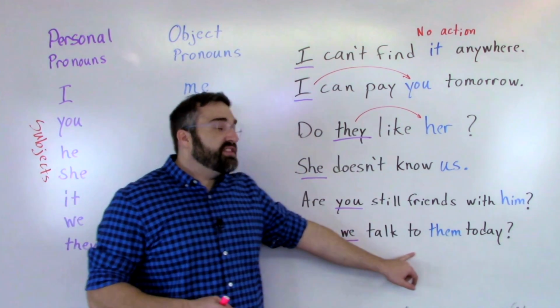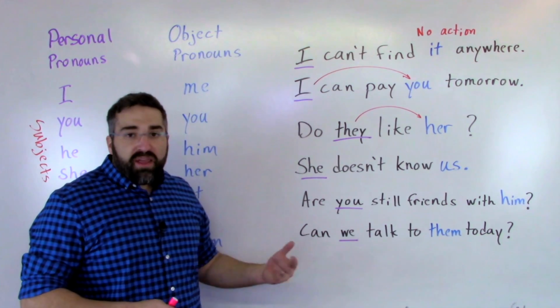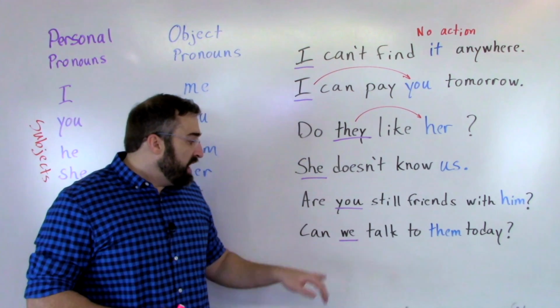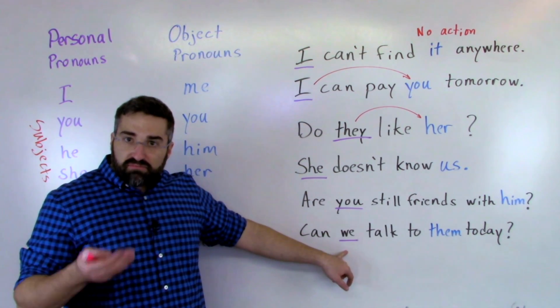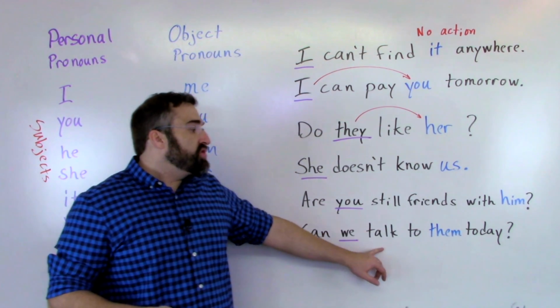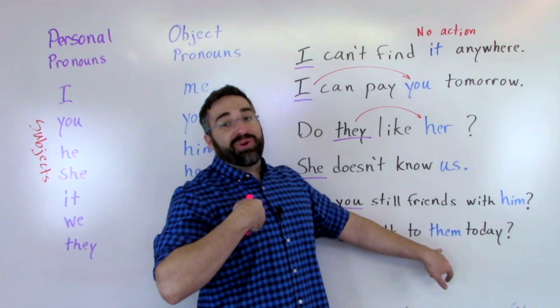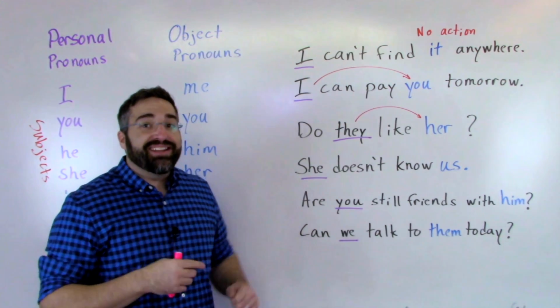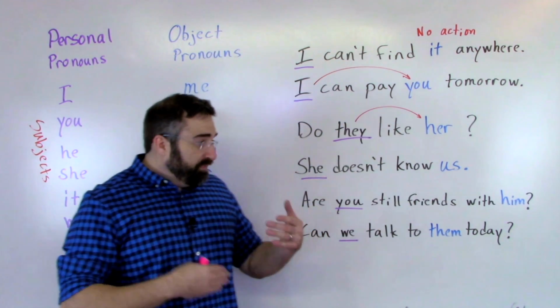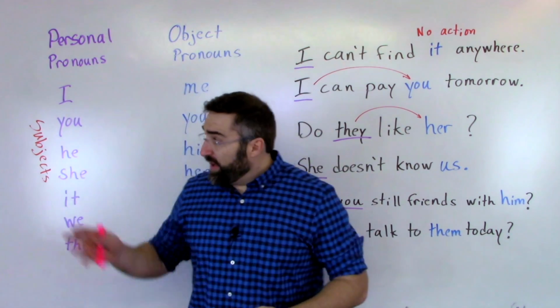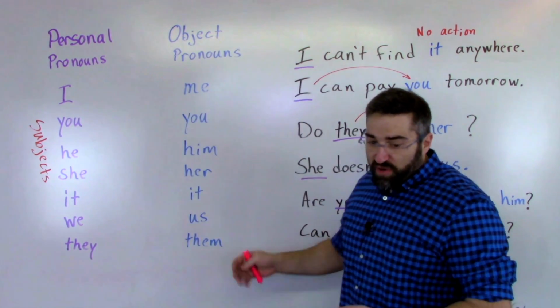Can we talk to them today, right? Maybe it's a group of people who wants to talk to another group of people. Can we, right? We're asking for permission to talk to someone else. We want to be the ones who talk, not them. They need to listen. So this is how we take a look at our subject pronouns and our object pronouns.